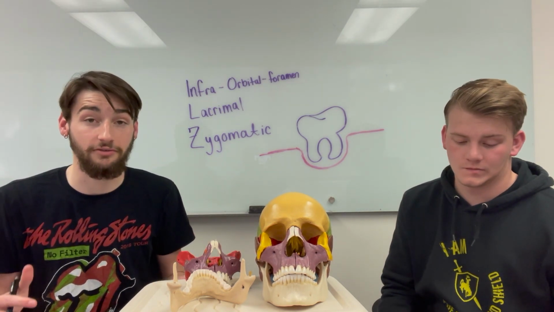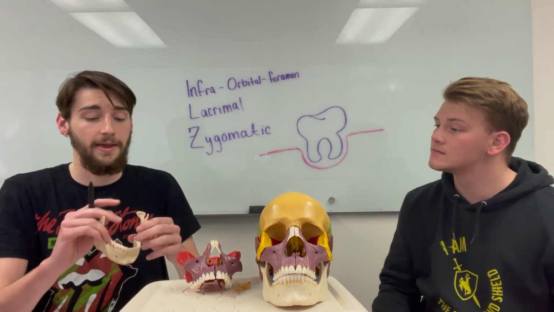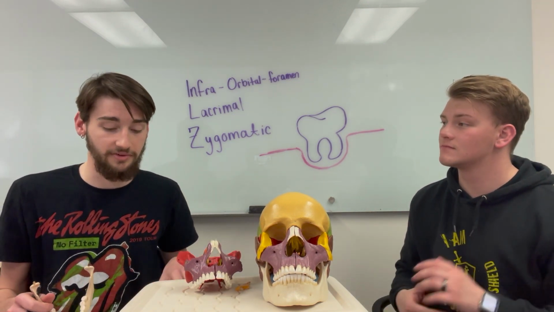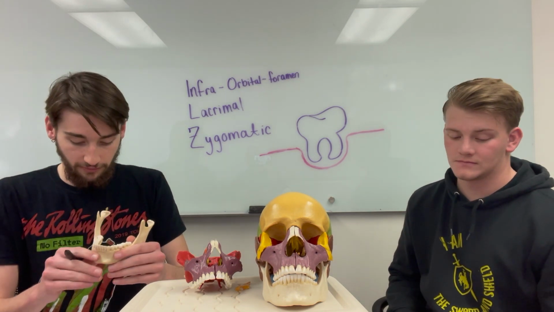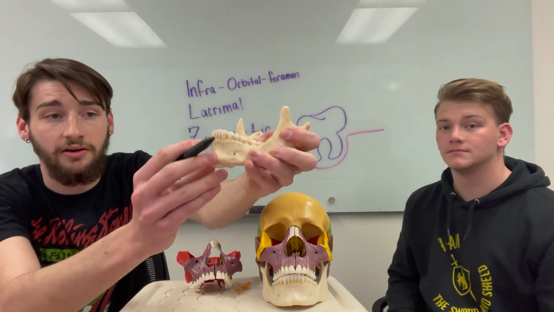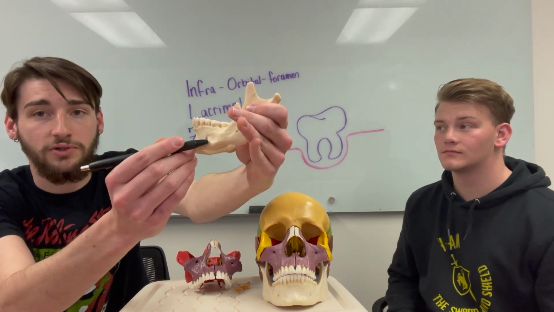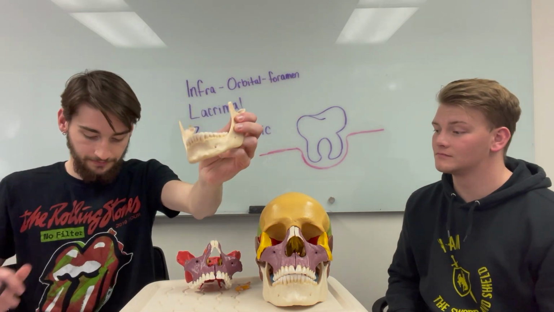Next, we've got the mental foramen. So we know that foramen means hole, right? And mental, if you look back at your terms from the beginning, means chin. So if we're looking for the mental foramen, we look at our chin and we see we've got this hole right here and that hole right there. Two holes. Those are our mental foramen.